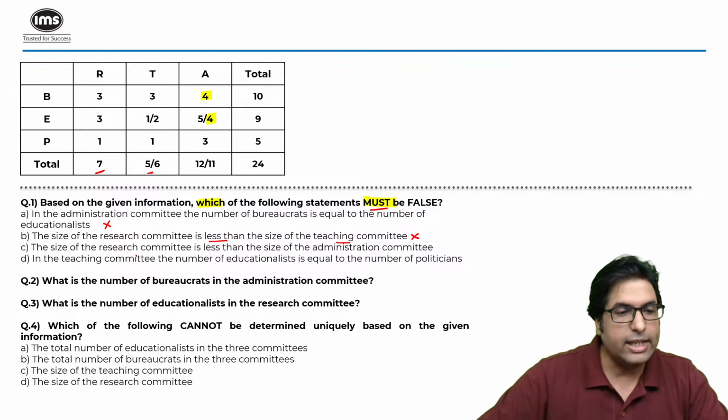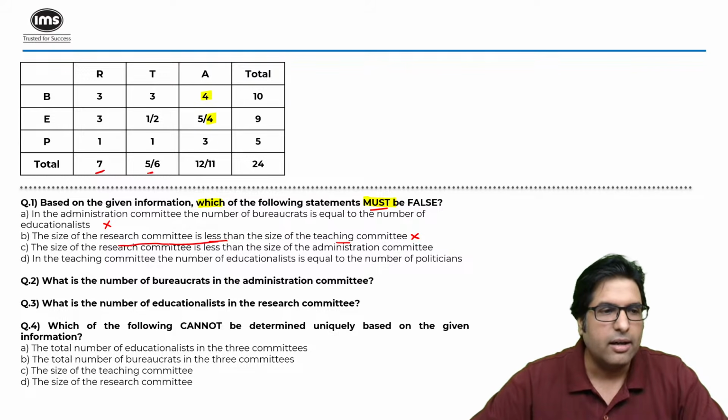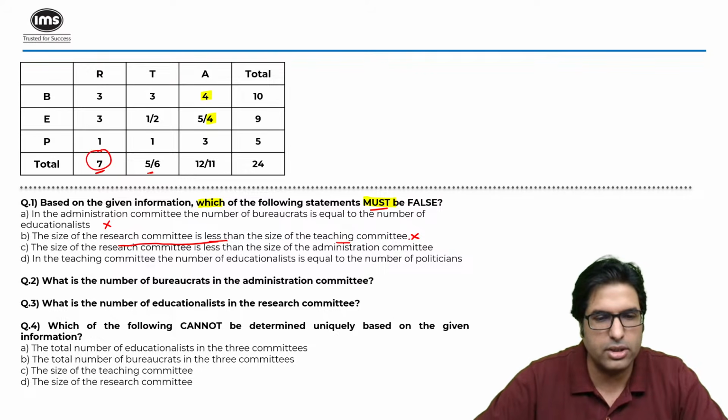Then, we want to find which is false. Is this false? Yes, size of research is less than size of teaching. So size of research is more. So this has to be our answer. So sorry, apologies for the same. Size of research committee is less than the size of administration. No, this is true.